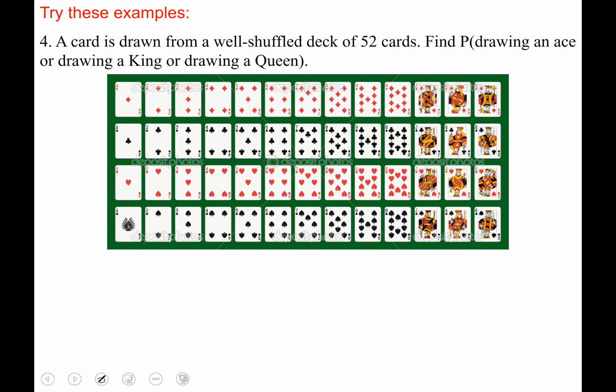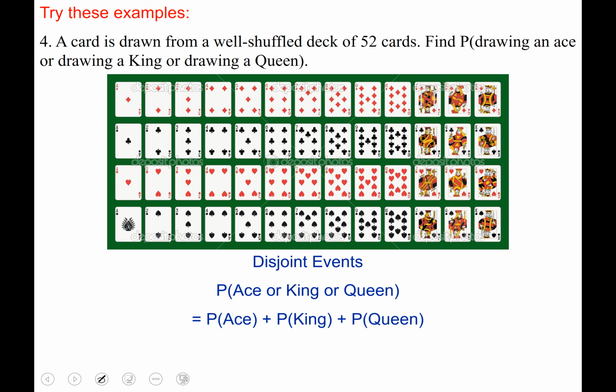Welcome back. Let's see how you did. These are disjoint events, drawing an ace, a king, or a queen. Those are all separate. The notation would look like this: capital P, open parentheses, ace or king or queen. Since there's no overlap, we would just take the probability of an ace, plus sign, probability of king, plus sign, probability of queen.